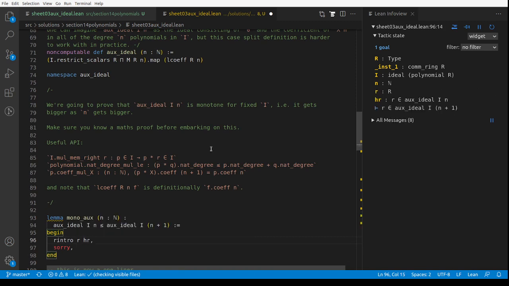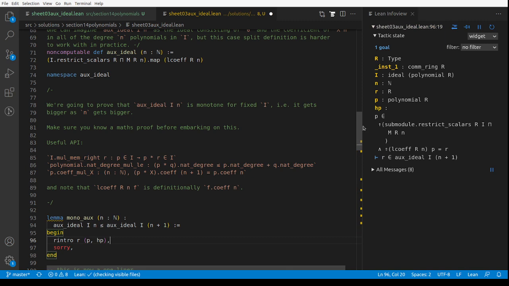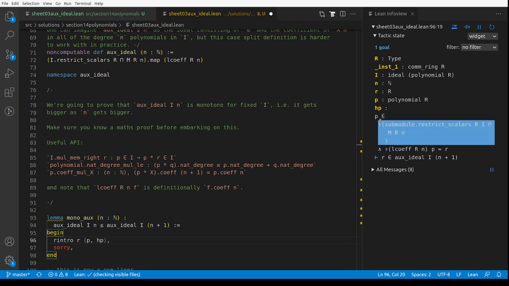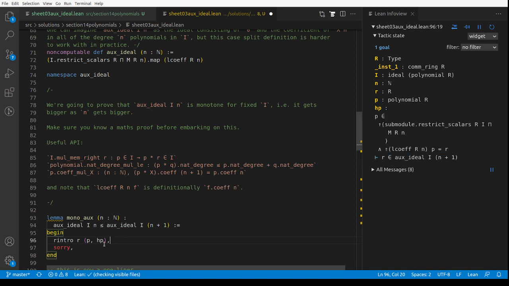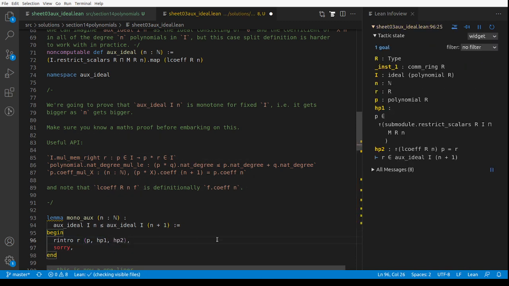P is not a polynomial. So HR says that there exists a polynomial upstairs. So we can do P HP whose image is R. There, this says that the coefficient of x to the n of P is R, and P also has all these nice properties. So HP is an and, so we could do HP1, HP2, and there we go.